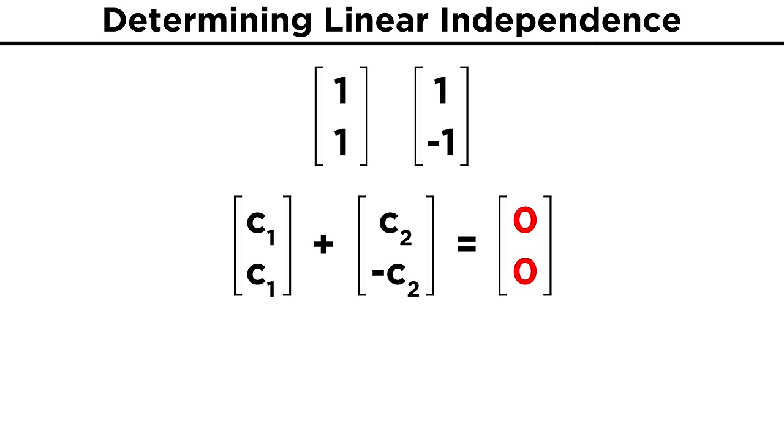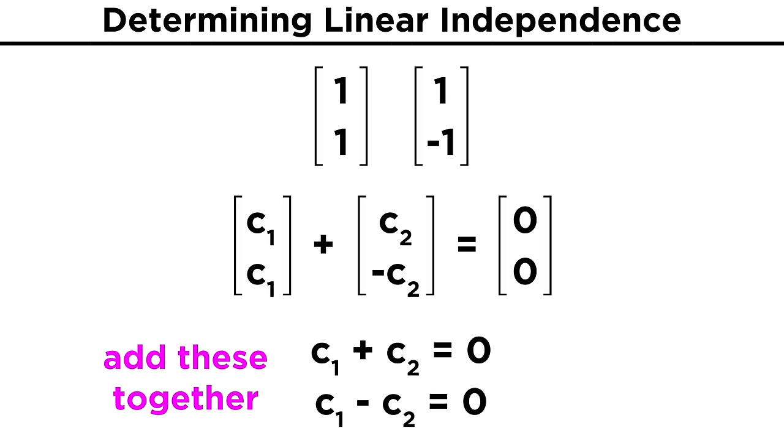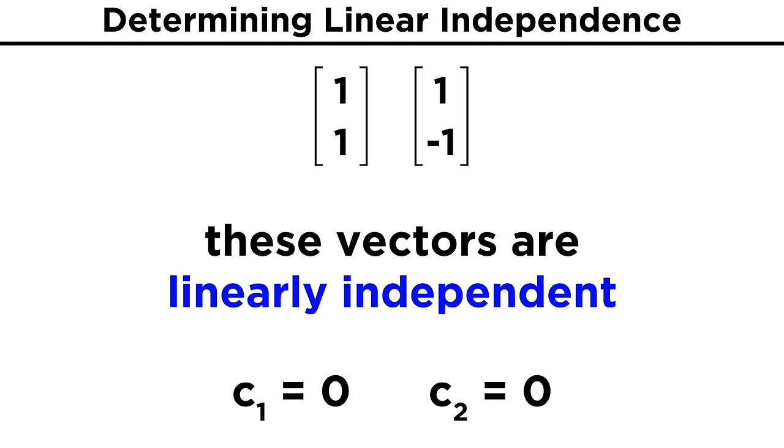We will immediately see that we can rewrite this as a set of two equations with two unknowns, which we could solve by substitution or elimination. Opting for the latter, let's just add these two equations together so that the C2 terms cancel, and we will get 2C1 equals 0, so C1 equals 0. Plugging this into either equation, we find that C2 must also equal 0. Our only solution for this system is all zeros, and so our two vectors are linearly independent. This makes sense because there's nothing we can multiply one vector by in order to get the other.